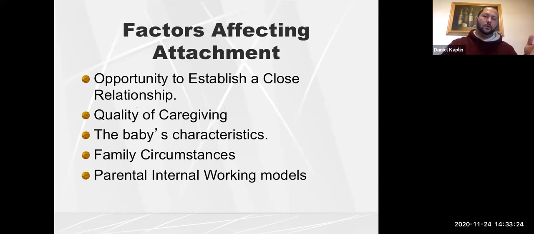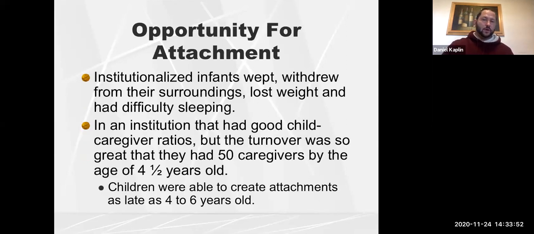So how do we build attachment? What are the factors that affect attachment? Well, the opportunity to build a bond: you have to seek that out and spend the time. You have to have the quality of the caregiving, so the more effective the caregiving, the better it is. The baby's characteristics, or the temperament of the baby, play a role in the attachment. The family circumstances play a role, and then parental working. So let's go through all of them.